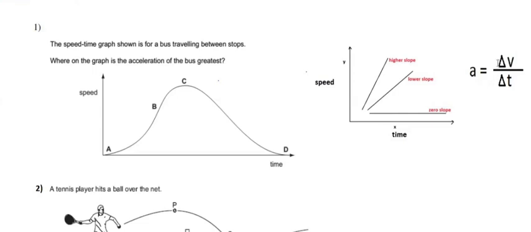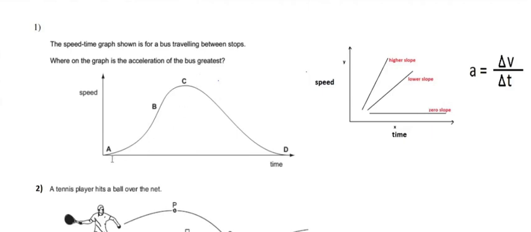A is nothing but a change in the velocity divided by change in time. The slope is the change in y-axis divided by change in x-axis. So here we can consider this as speed if the motion is in a straight line, so this is nothing but change in speed divided by change in time. So the speed time graph slope is the acceleration, and for the steepest line the slope is highest.